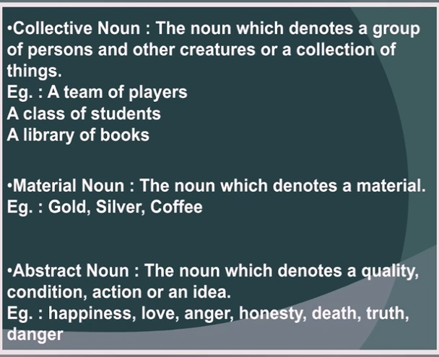Then comes material noun. The noun which denotes any kind of material is called a material noun, like gold, silver, coffee, wood, anything. Abstract noun says that the noun which denotes a quality, condition, action or an idea. That means happiness. Happiness, love, anger, honesty, death, truth, danger, all these come under abstract noun.